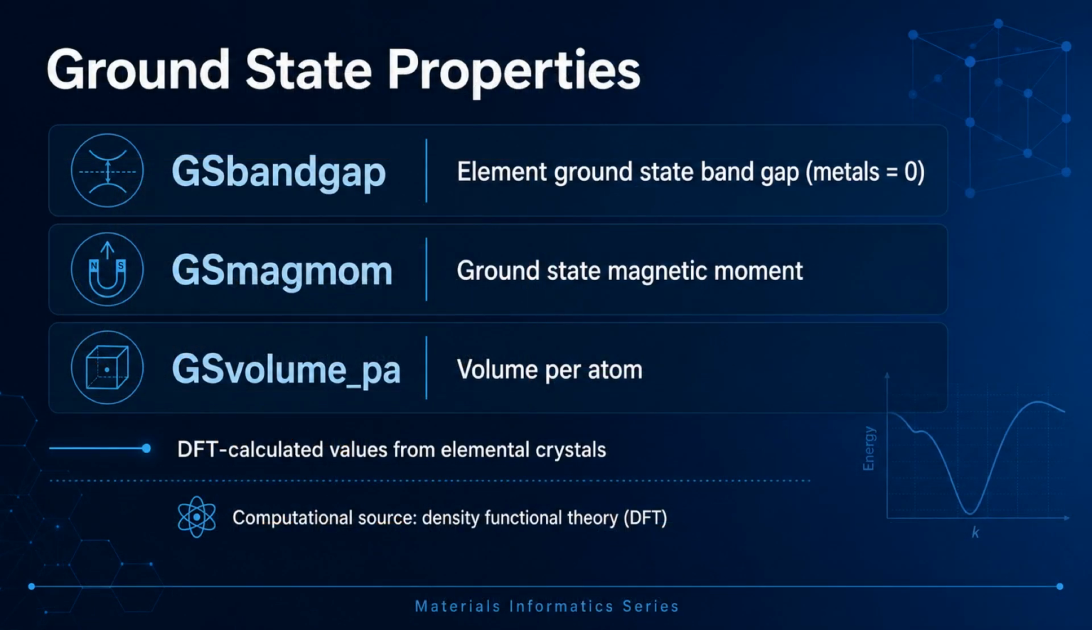Ground state properties come from DFT calculations on elemental crystals. GS bandgap is 0 for metals and non-zero for semiconductors and insulators.